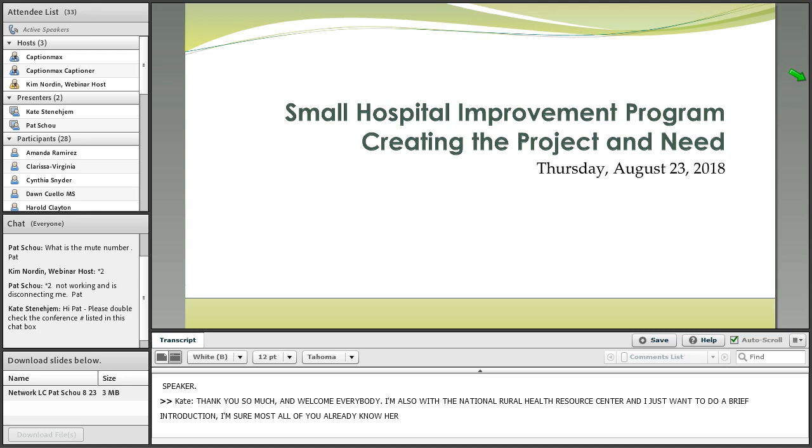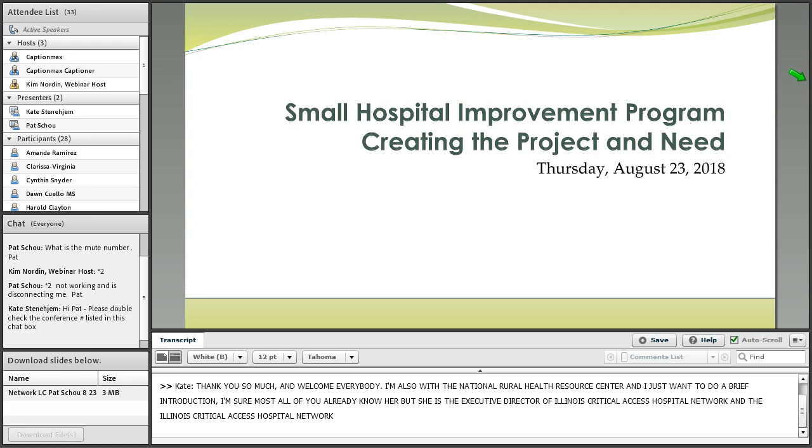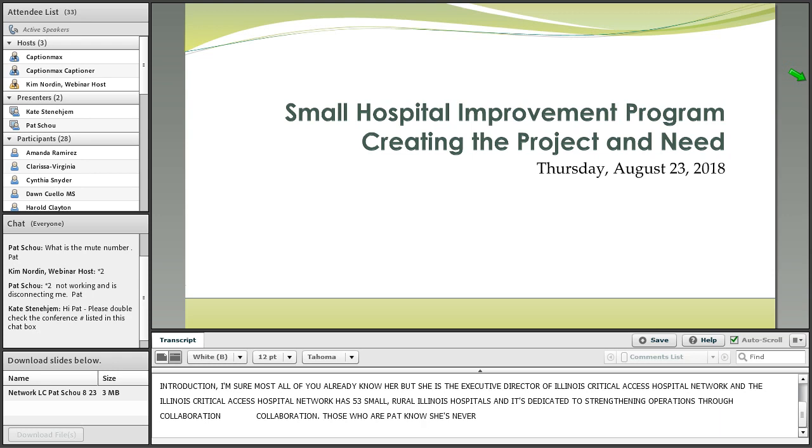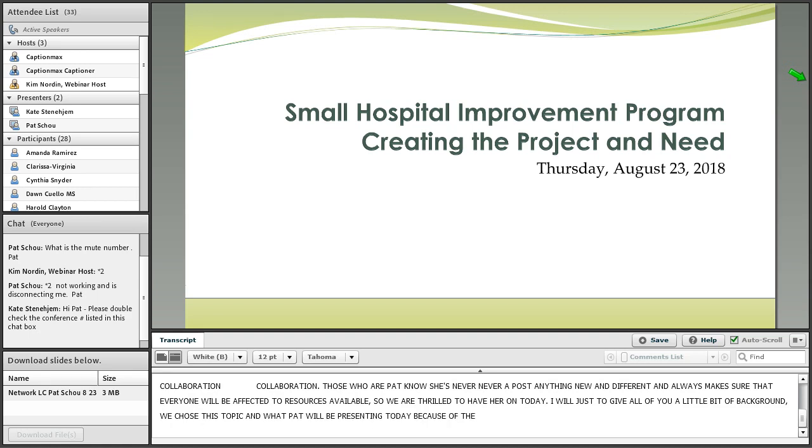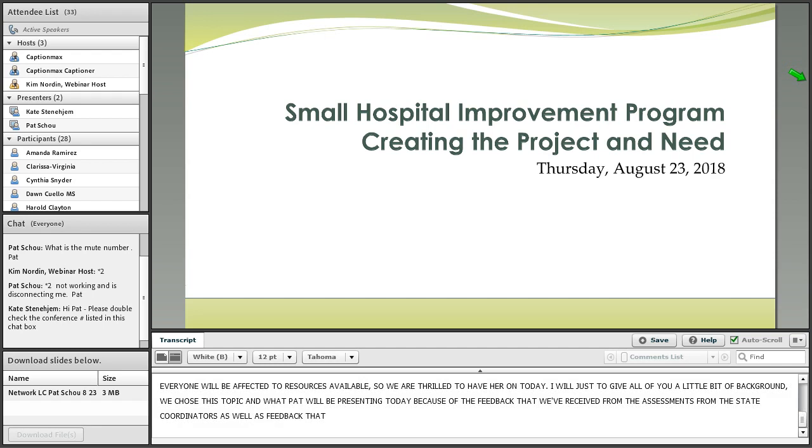I'm also with the National Rural Health Resource Center, and I just want to do a brief introduction of Pat. I'm sure almost all of you already know her, but she is the Executive Director of the Illinois Critical Access Hospital Network, and the Illinois Critical Access Hospital Network has 53 small rural Illinois hospitals dedicated to strengthening the operations of its member hospitals through collaboration. Those of us who know Pat know she's never opposed to anything new and different, and always makes certain that the change, to be effective, will also be connected to resources available. So we're thrilled to have her on today.